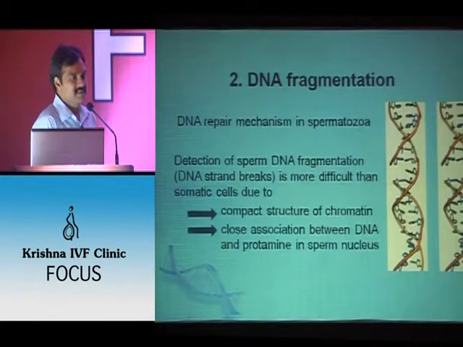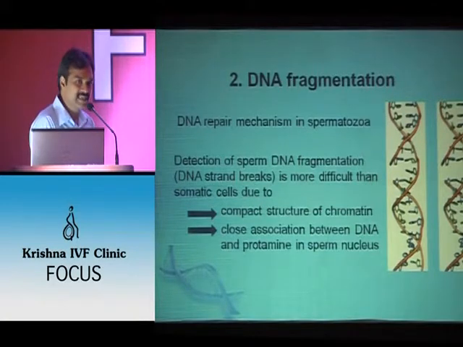So unlike somatic cell, the male gamete, that is spermatozoa, doesn't have DNA repair mechanism on its own. So the damaged DNA is not corrected by spermatozoa by itself, unlike somatic cells. And in the same way, even the detection of sperm DNA fragmentation in sperm cell is very difficult due to compact structure of chromatin and close association between DNA and protamine in the nucleus.